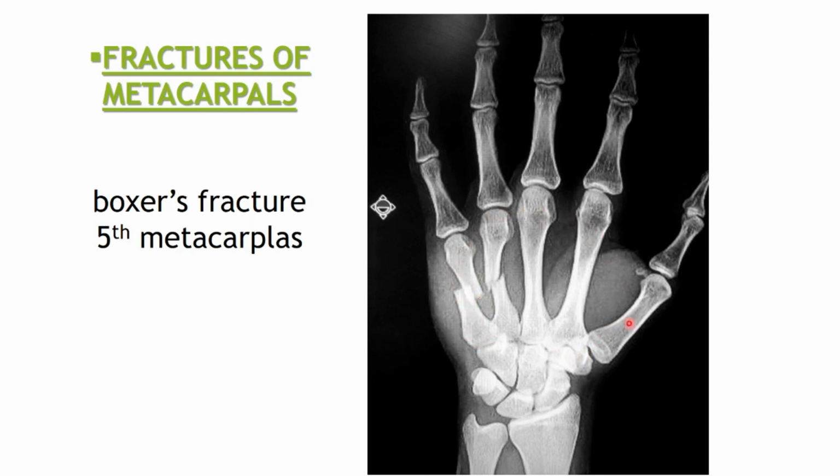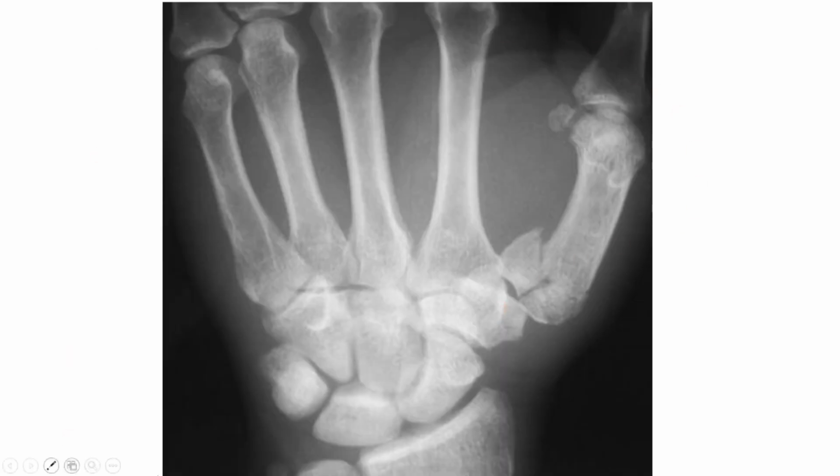So these are the metacarpal bone fractures, and among them the 5th metacarpal bone fracture is known as boxer's fracture, and it is occurring when the person is punching with his closed fist in abducted position. Then this can lead to the fracture of fifth metacarpal, and that is known as boxer's fracture. And here in this radiograph you can see the fracture.